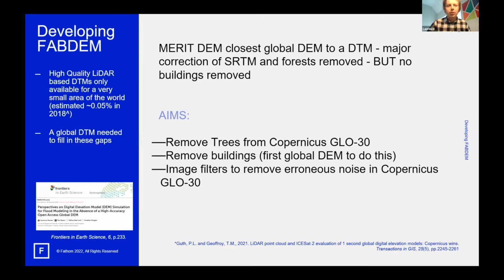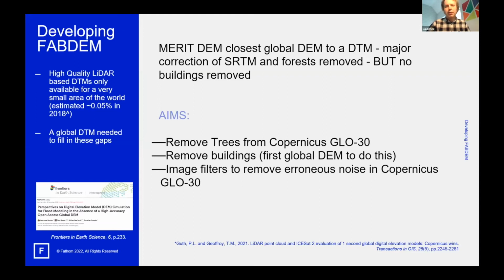So we need a global DTM to fill in these gaps. And to date, the best one probably for this job was the FabDEM, which is a 90-meter resolution, and that's a major correction of SRTM, and it removes forest as well, but no buildings.